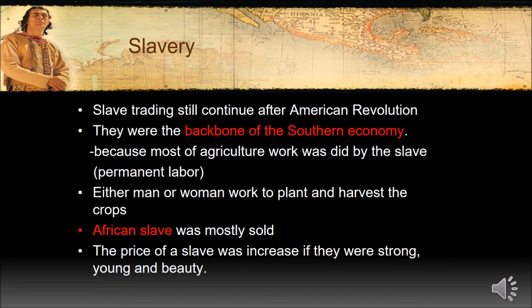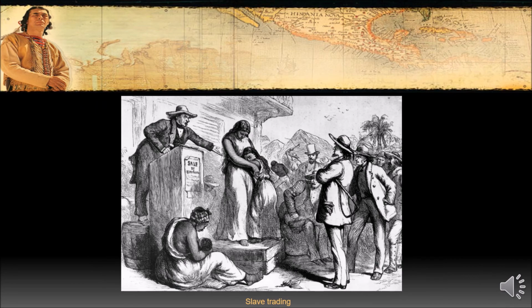African slaves were mostly sold. The price of a slave increased if they were strong, young, and beautiful. The image shows how the slave trade worked.